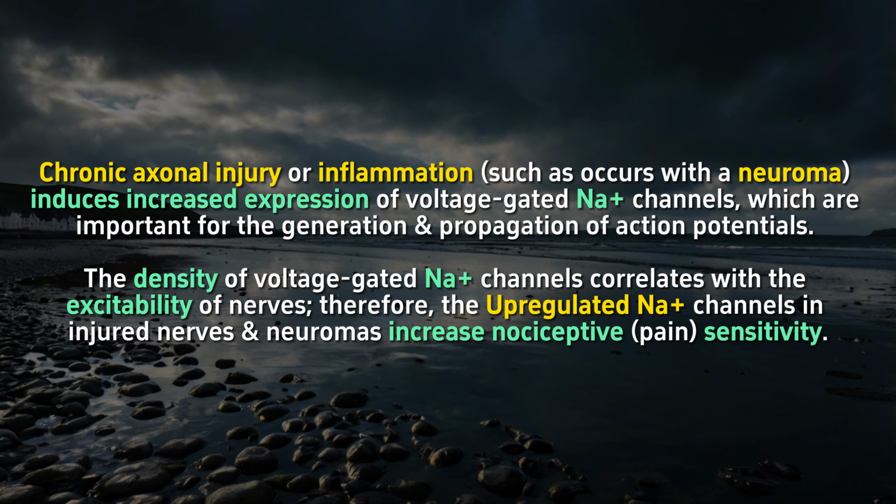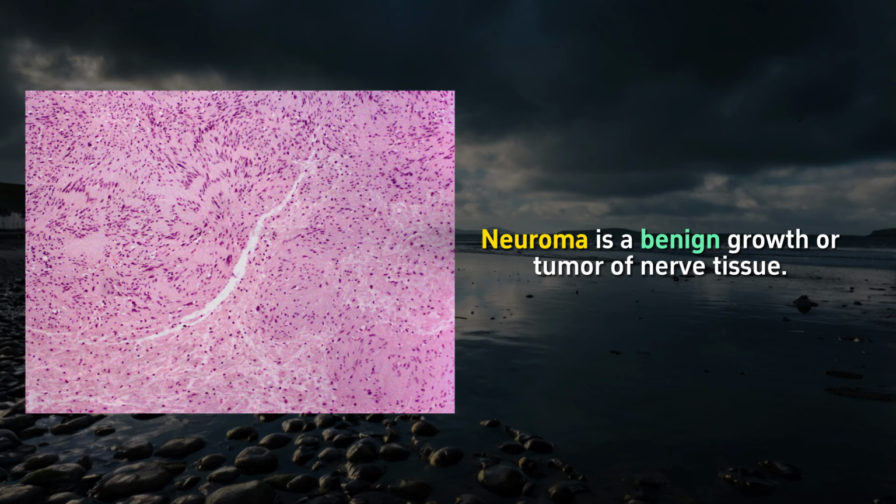Chronic axonal injury or inflammation, such as occurs with a neuroma, induces increased expression of voltage-gated sodium channels, which are important for the generation and propagation of action potentials. The density of voltage-gated sodium channels correlates with the excitability of nerves. Therefore, the upregulated sodium channels in injured nerves and neuromas increase nociceptive pain sensitivity. Neuroma is a benign growth or tumor of nerve tissue.